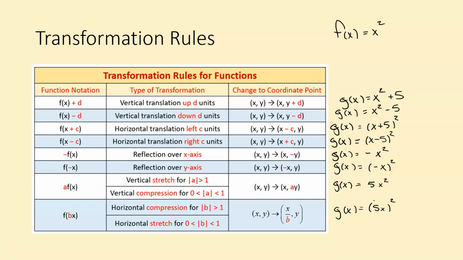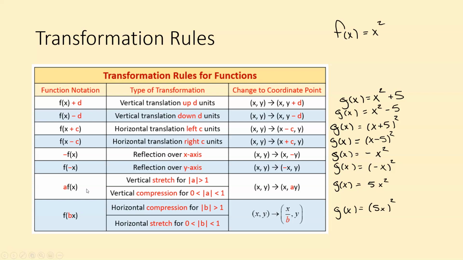Sometimes you might see this with parentheses like that, or you might see it with no parentheses at all. I think more commonly you'll see it with no parentheses at all. That means that this negative is not being squared. And then the negative inside the parentheses means it is being squared. That's a reflection over the y-axis.